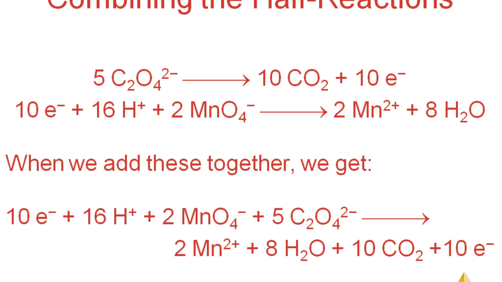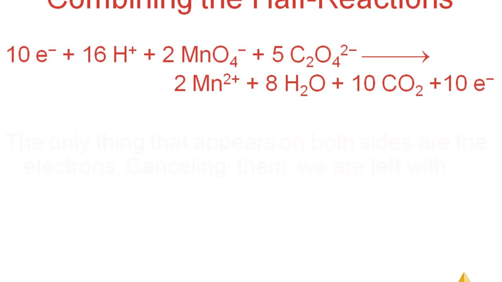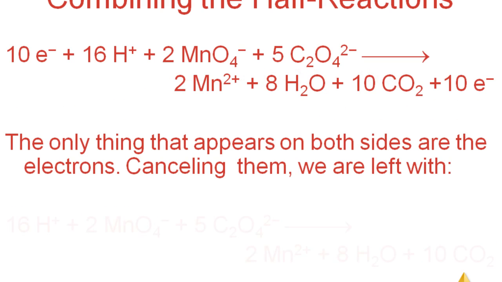And what do we see? We see 10 electrons and 10 electrons on both sides, right? So we will cancel that. Is there anything else, any species exactly on both sides? No. So whatever is left will give us the balanced equation.